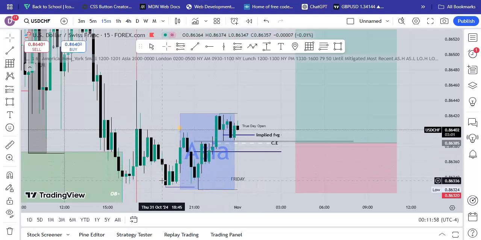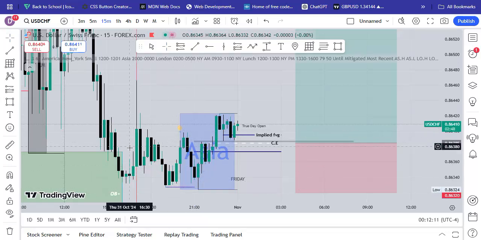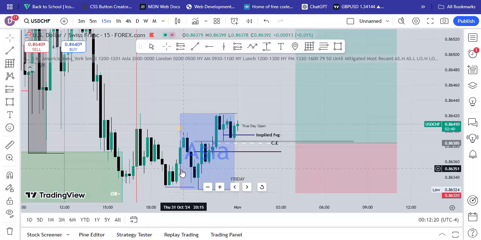So we have this price coming down, and then this is wicked out. This is manipulation. This is the manipulation phase. Like I said, accumulation, manipulation, and distribution, then redistribution. So this is power of 3.